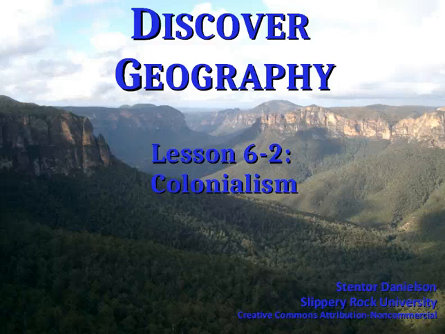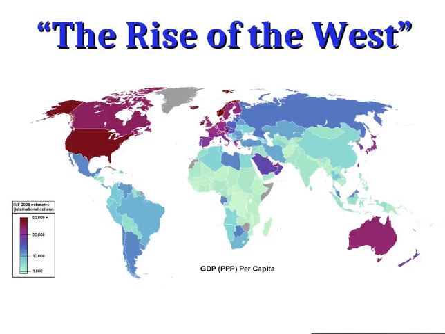Discover Geography, Lesson 6-2, Colonialism. In our last lesson, we looked at the existence of a great deal of economic inequality within our world. And we looked at some of the terminology we might use to describe the richer versus the poorer parts of the world. In this lesson, we're going to ask why that inequality is located where it is.